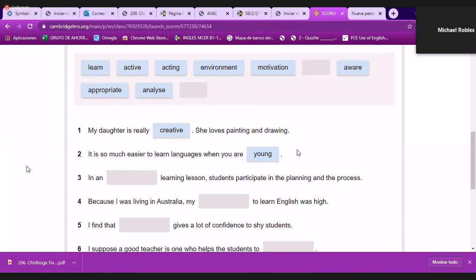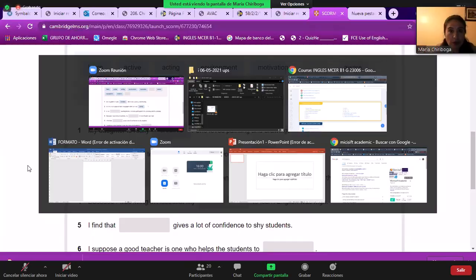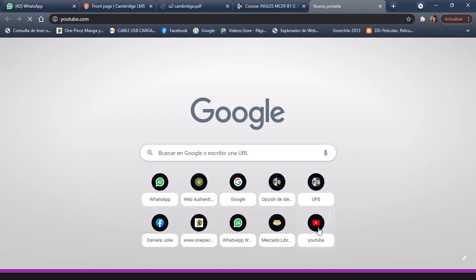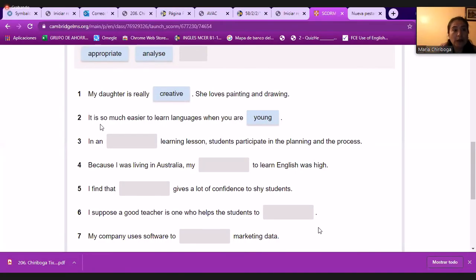Aware. Aware means estar consciente. You must be aware that if you consume drugs, you are going to have problems with your health. Okay? So, look, this is a very nice example. It is so much easier to learn languages when you are young. So, for example, you can learn English easily. For old people, it's more difficult, okay?